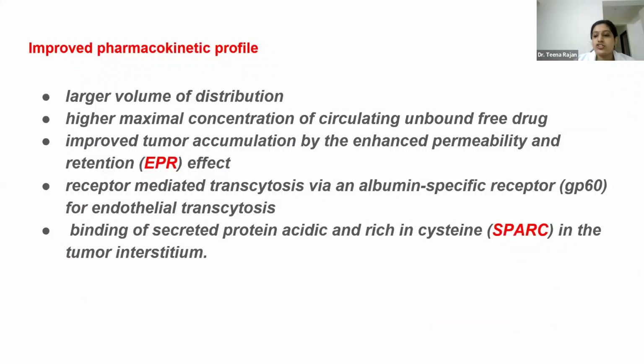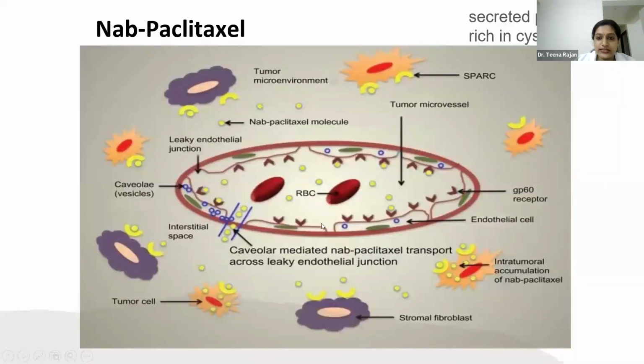And also a word of mention about the SPARC protein, which is found in the tumor cell and tumor interstitium. Certain studies have shown that SPARC-expressing cells perform very poorly when treated with conventional paclitaxel and have decreased survival. So when you're giving nab-paclitaxel, these curved structures are the SPARC protein. Nab-paclitaxel attaches to the SPARC protein, and there is increased activity of nab-paclitaxel. Certain tumors, especially breast, pancreatic, and ovarian cancer, expressing the SPARC protein have shown improved survival rates when treated with nab-paclitaxel.